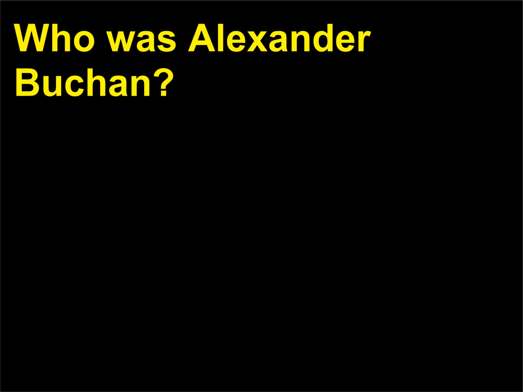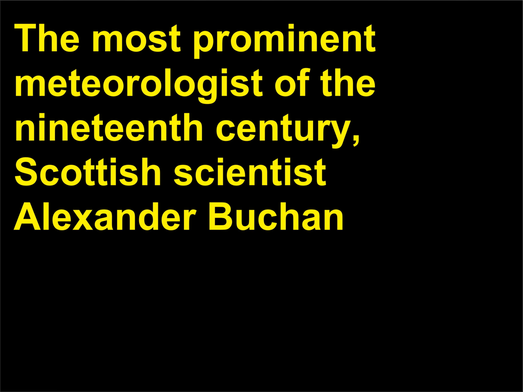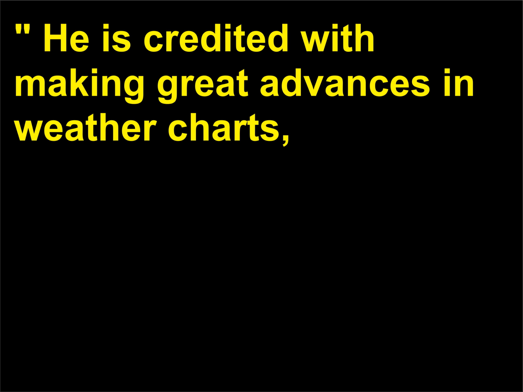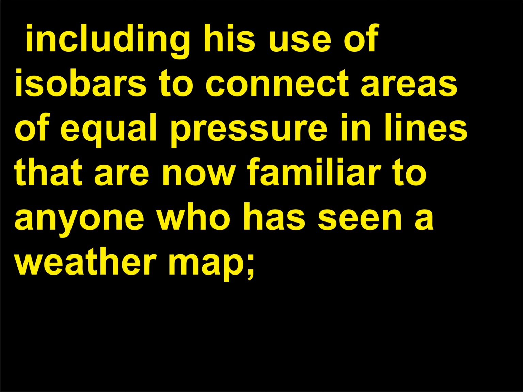Who was Alexander Buchan? The most prominent meteorologist of the 19th century, Scottish scientist Alexander Buchan, 1829 to 1907, is sometimes referred to as the father of meteorology. He is credited with making great advances in weather charts, including his use of isobars to connect areas of equal pressure in lines that are now familiar to anyone who has seen a weather map.